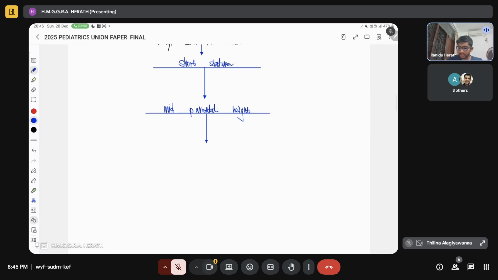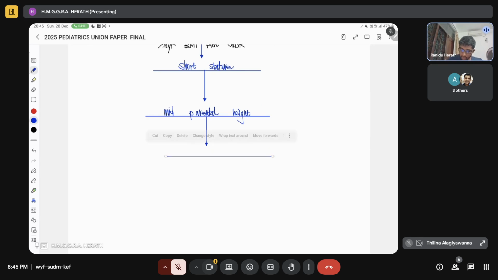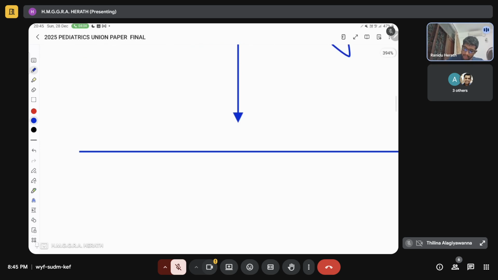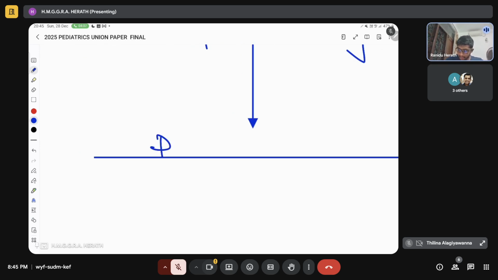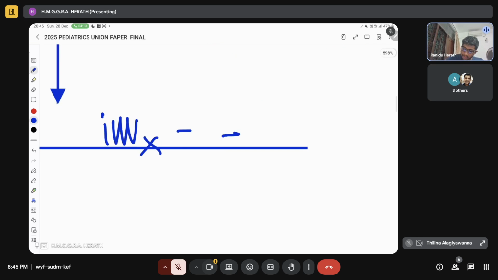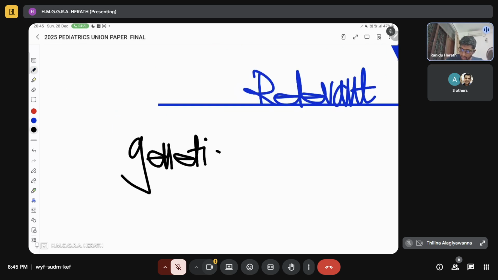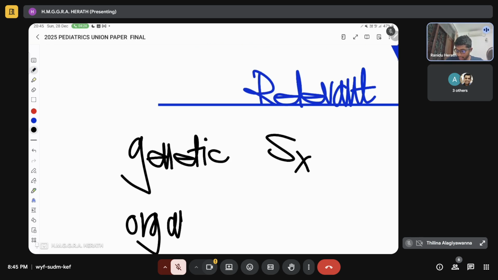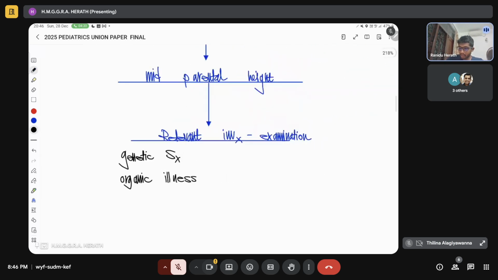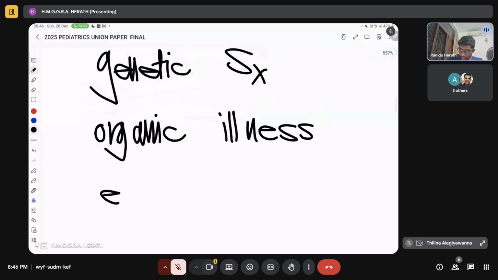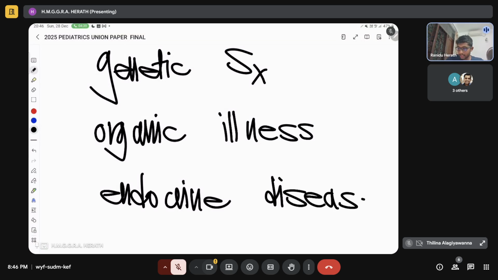After checking whether the short stature is within the mid-parental height, the next thing we need to do is relevant investigations to identify the cause for this short stature. Before the investigations, we also do a thorough examination. We look for any features of genetic syndromes, right? And we look for any features of organic illness, and then we also check for any features of endocrine disease, right? So these are what we do when we are investigating a child for short stature.